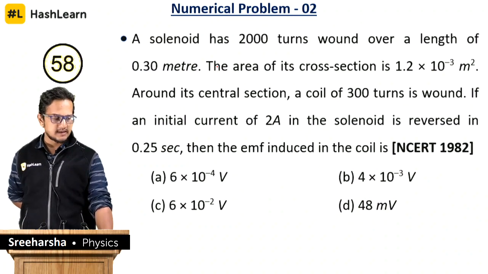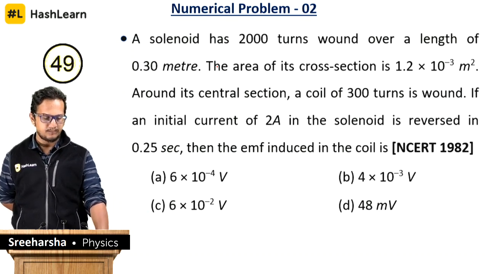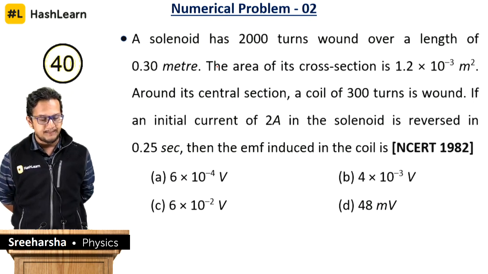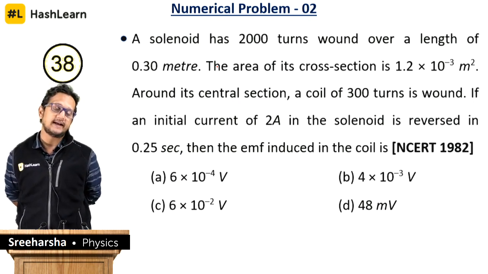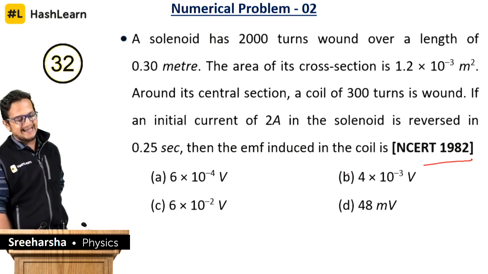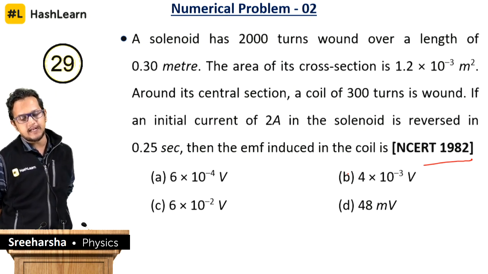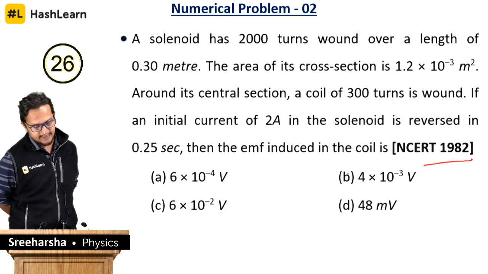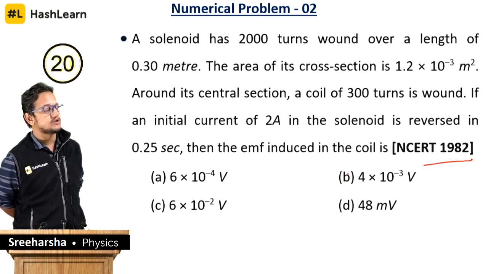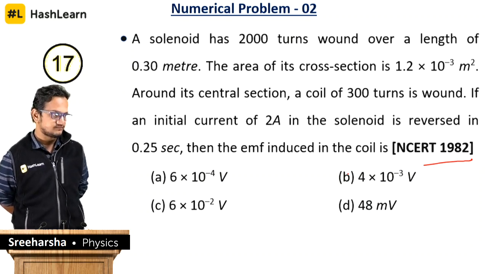A solenoid has 200 turns wound over a length of 0.3 meter. The area of its cross section is 1.2 into 10 power minus 3 meter square. Around its central section, a coil of 300 turns is wound, and the initial current of 2 ampere in the solenoid is reversed in 0.25 seconds. Calculate the EMF induced. This was asked in 1982. The options are 6 into 10 power minus 4 volts, 4 into 10 power minus 3 volts, 6 into 10 power minus 2 volts, or 48 millivolts. So what is the correct answer? There are two coils over here, so think properly about what has to be used.